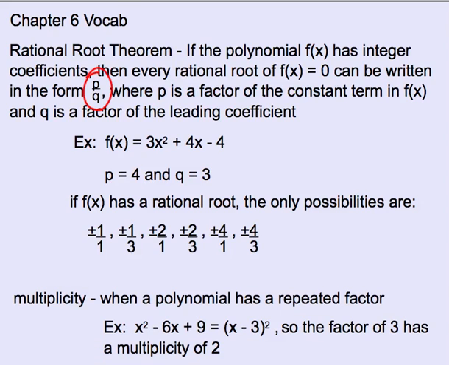Last vocab term I want to go over is what's called multiplicity. That's when a polynomial has a repeated factor, or when one of the factors can be written as a binomial to a power. So if the power is 2, it has a multiplicity of 2. If the power is 6, it has a multiplicity of 6.